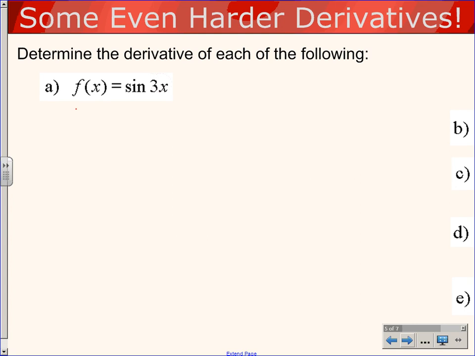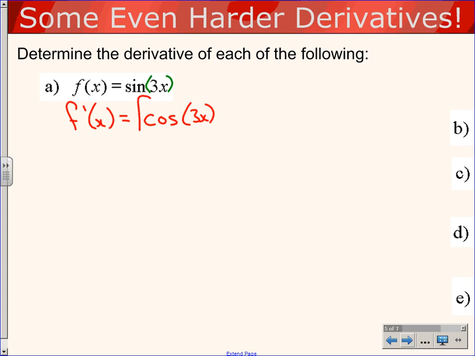So for us to take the derivative of this, first we take the derivative of the outside, and then we take the derivative of the inside. I'm even going to put brackets there. The way the derivative of the outside function works, we take the derivative and leave the inside part the same. So remember, we're going to leave that 3x there. The derivative of sine is cos, and we're leaving what was inside the same. So we leave it as cos 3x.